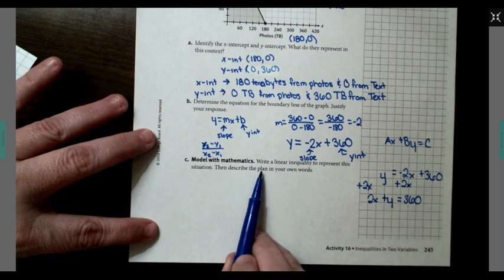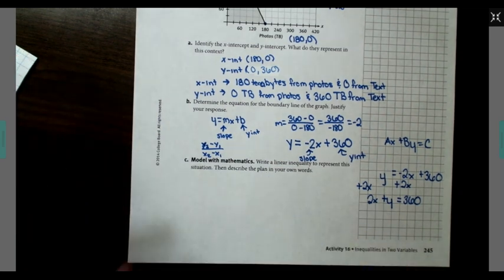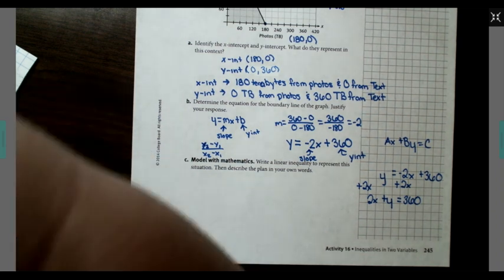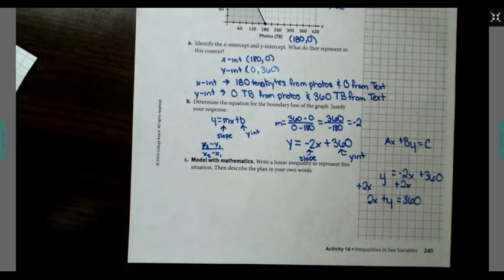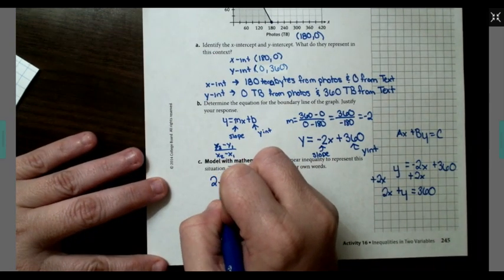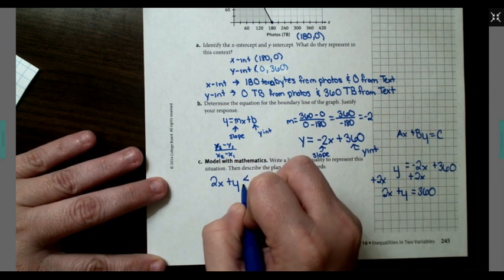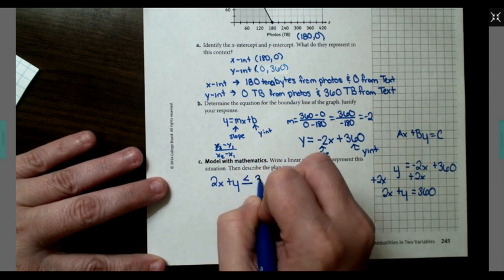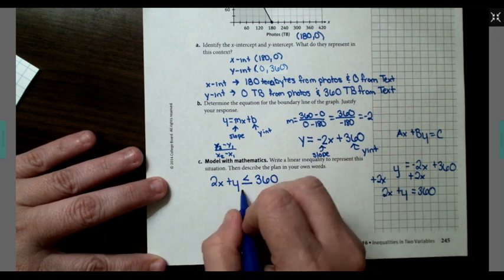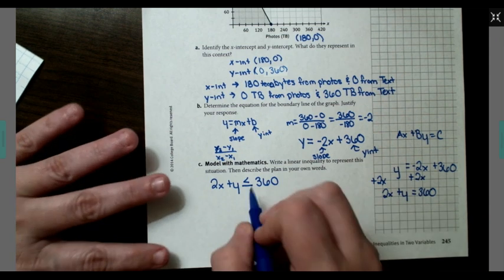So if I wrote this in inequality form, would the combination of the text files and the photos be greater than 360, less than 360? Are we equal to? Okay, so I'm getting 2x plus y must be less than or equal to 360. Let's talk about the reasonings here, or talk about the plan.